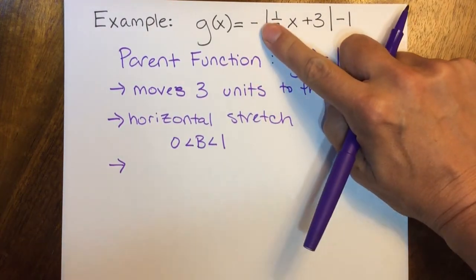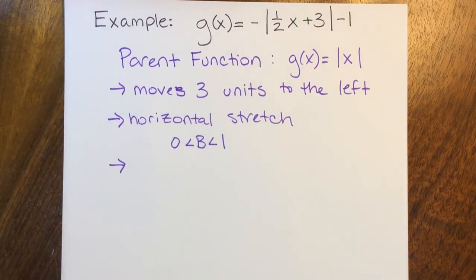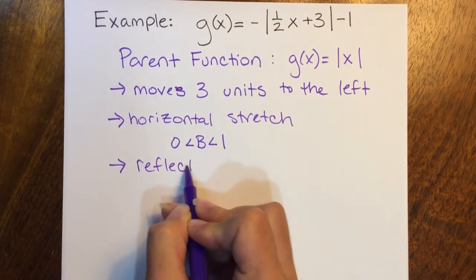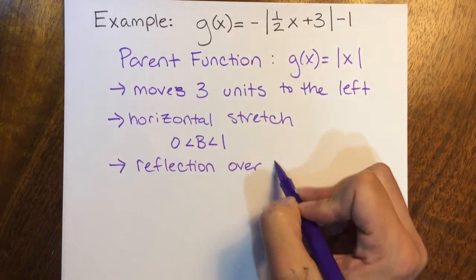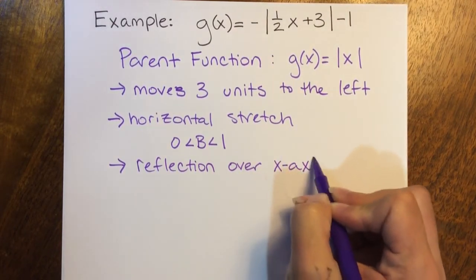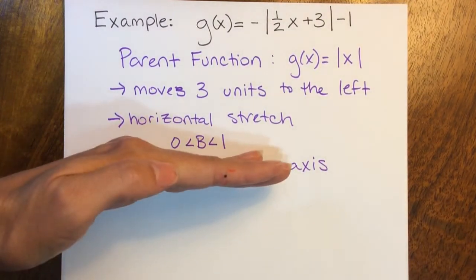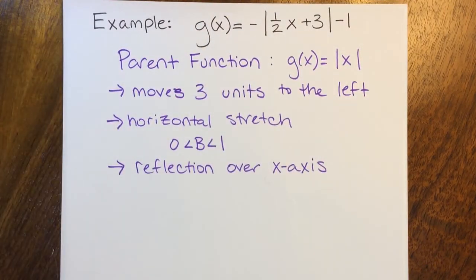Well, we have a negative sign in the front. So if you remember, if you have a negative in front of your function, that is a reflection over the x-axis. All right, remember the x-axis is the horizontal axis, so it would flip over this way or vice versa.